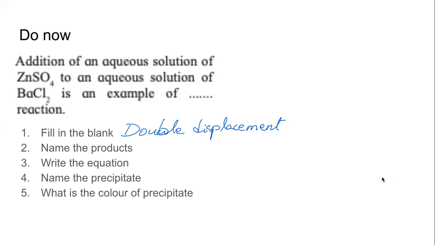Khadija, I can read your answer in the chat. Yes. Whenever the question asks you to name the products, you don't name them separated by a plus symbol. You name them separated by a comma symbol. Comma, not a plus. Prachi, look at the periodic table. Compare zinc and barium. Try to remember what I told you about the precipitate yesterday, and then check your answer for question number 4 and 5.